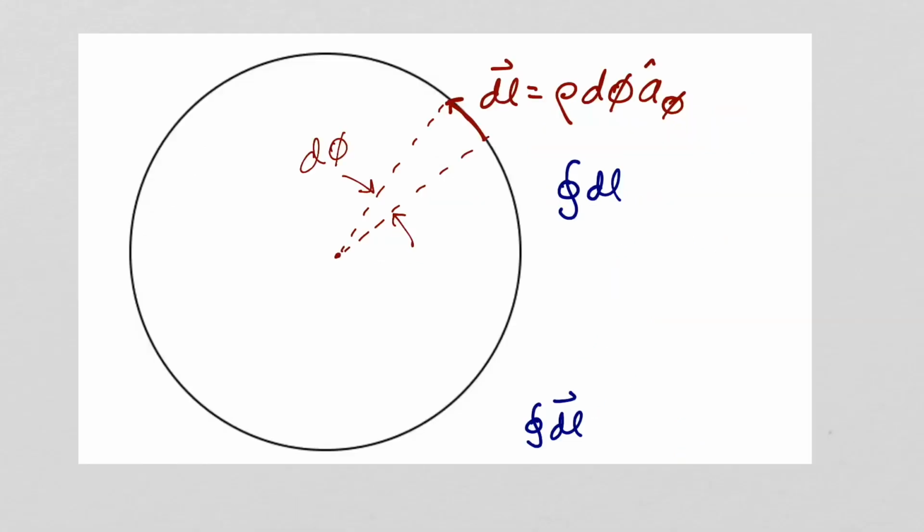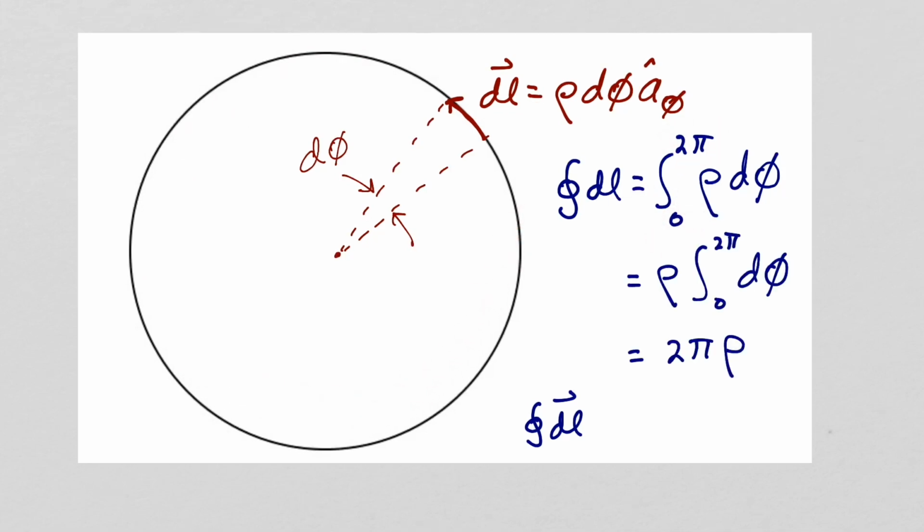There is a difference between the integral of the vector dl and the integral of the length dl. So the magnitude of dl is equal to rho d phi, and to go all the way around our circle, we will integrate from 0 to 2 pi. Everywhere on our circle, rho has the same value, so we can move it to the left of the integral. So this integral will give us 2 pi rho, the circumference of our circle.